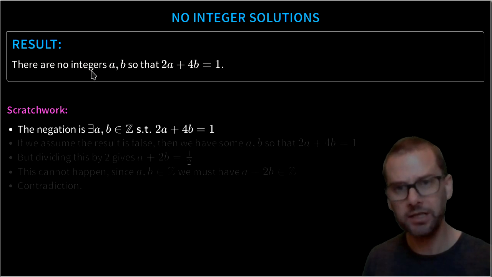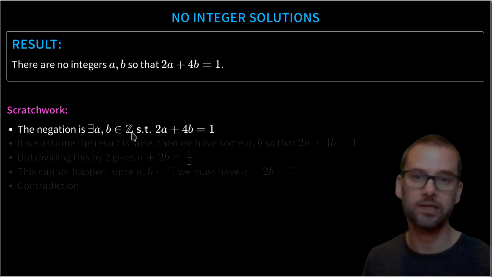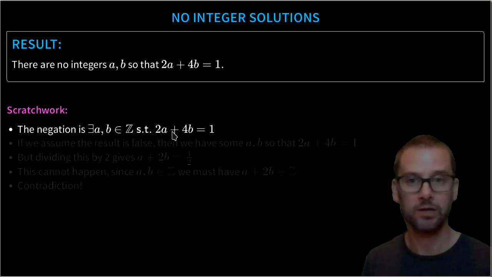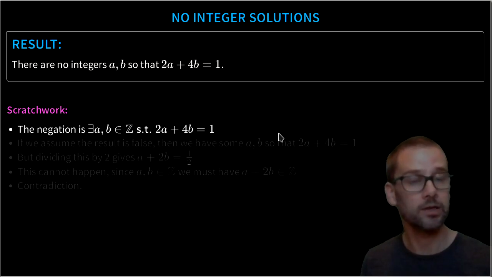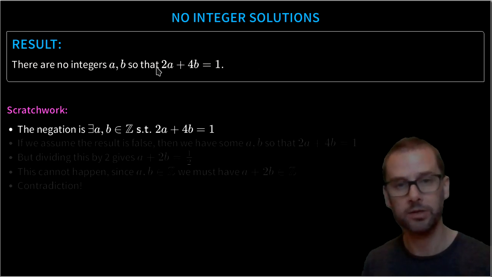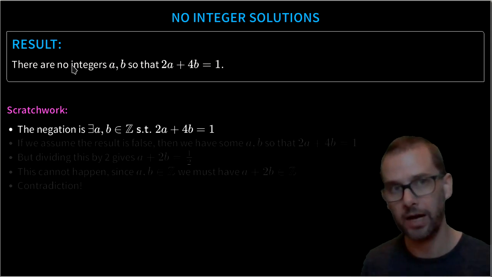Now the negation of this statement is: there exist integers a and b so that their sum, 2a plus 4b, is 1. If we assume this, we're going to reach a contradiction, and that's what we need to drive a proof by contradiction of this result. Proof by contradiction is particularly good for non-existence results: there is no object so that blah happens.